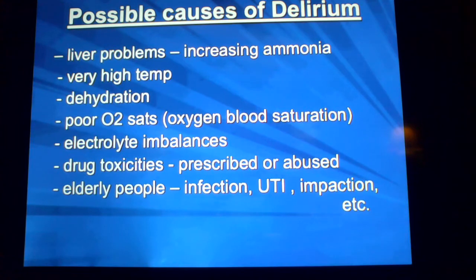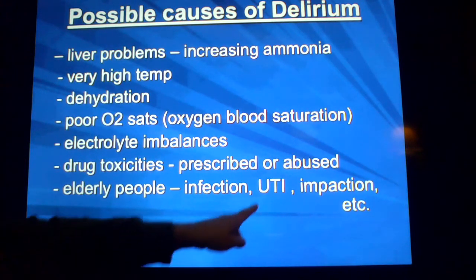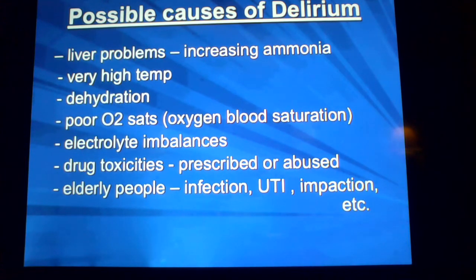Okay, possible causes of delirium. Liver problems. If your liver can't get rid of ammonia, which is toxic, it builds up in your blood and you can become delirious. Very high temperatures can make people delirious. Dehydration, poor oxygen sats. We know we can put a pulse ox on somebody and measure that now. Electrolyte imbalances, drug toxicities, either prescribed or abused. Again, alcohol being one, cocaine, things like that. Elderly people with infections, particularly UTI, can develop delirium. If anybody works in a nursing home and they see a rapid change of consciousness with an elderly person, they immediately test for urinary tract infection. So it is not uncommon as a cause of delirium in the elderly.